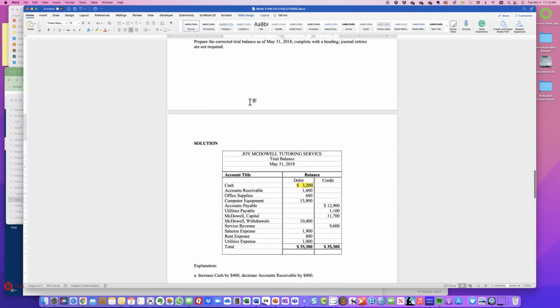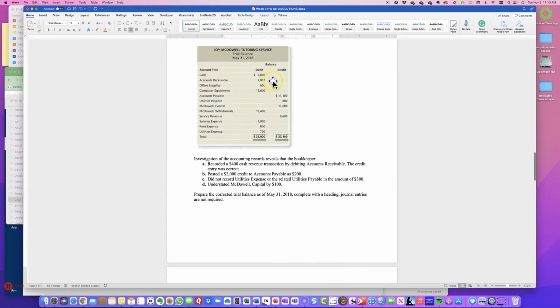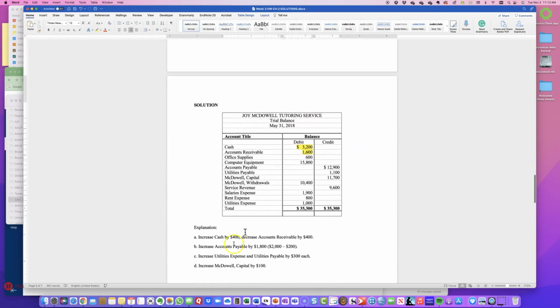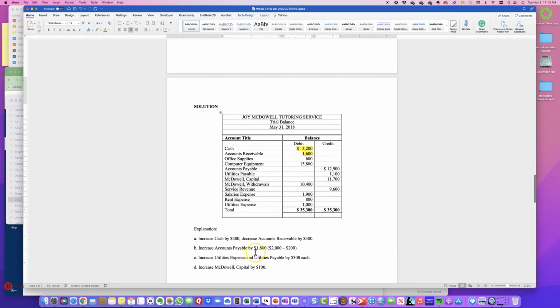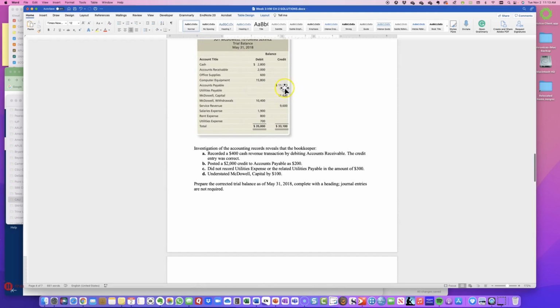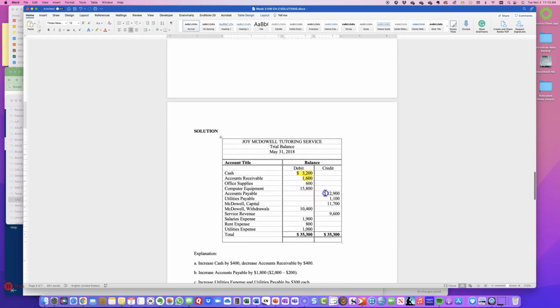And then we want to decrease accounts receivable, right? So we have accounts receivable of 2,000, so we know that that's going to be 1,600. So that's our first correction. Then we need to increase accounts payable by $1,800, or you could remove the 200 and add the 2,000, which will net your $1,800. So if we come up here, accounts payable is $11,100, and then we're going to add the 1,800 to get to $12,900.